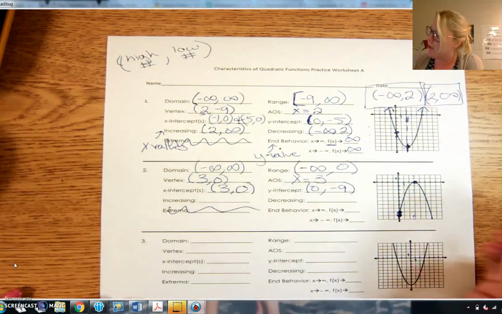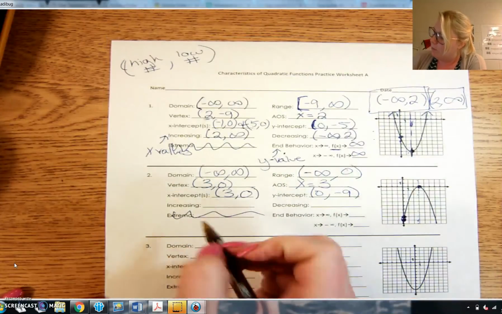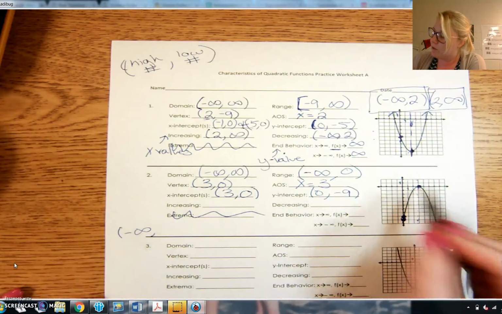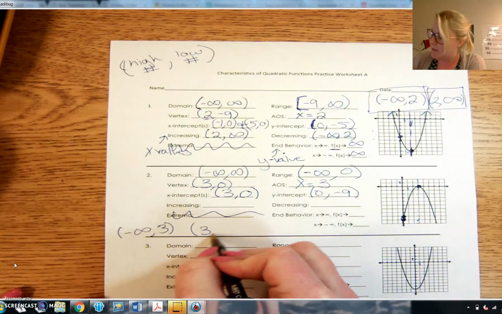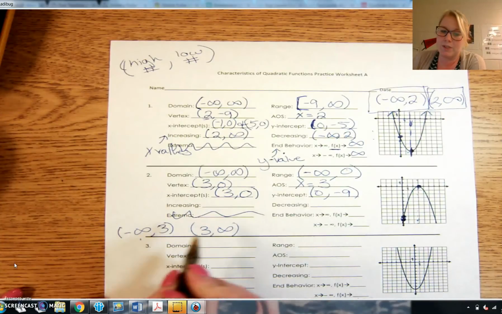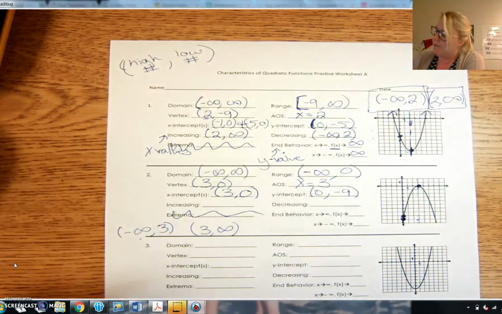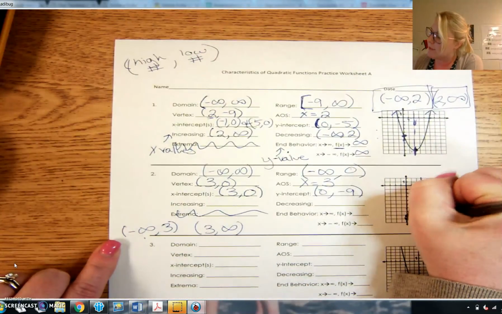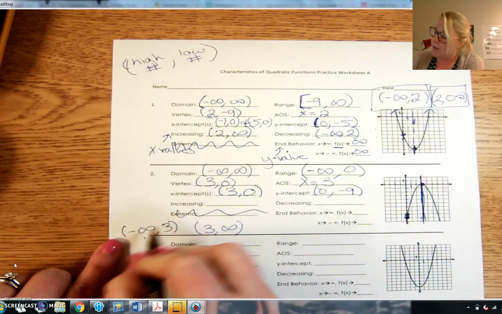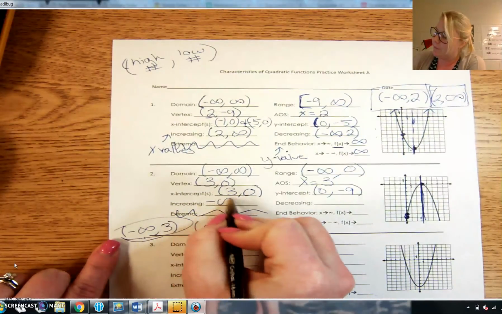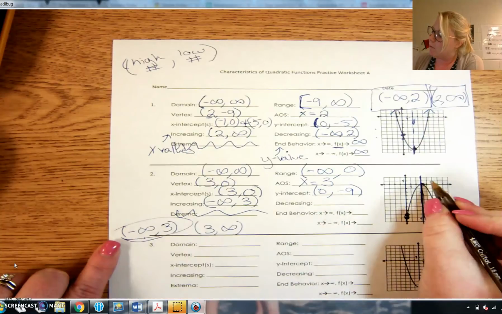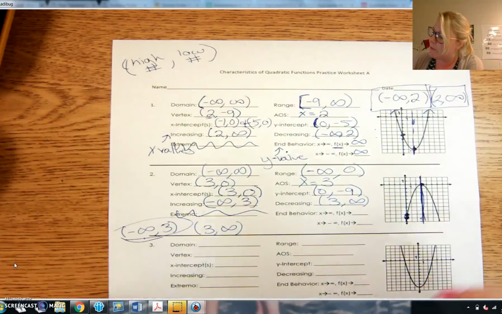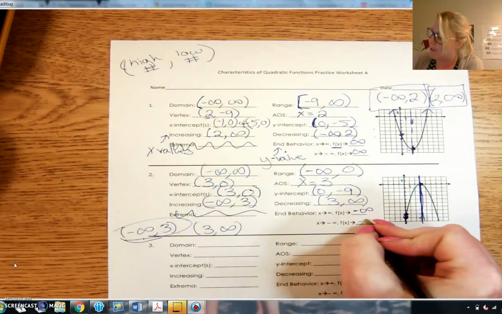Okay. Then my increasing. Remember, I have negative infinity to 3 on my x, and then 3 to positive infinity. I just have to figure out which one's increasing, which one's decreasing. Negative infinity is always my left one, so the left side of my axis of symmetry. What's happening on the left? It's going up. So this must be increasing. And my right side is going down, so this is decreasing. And then my end behavior, they're both going down, so that's going to negative infinity.